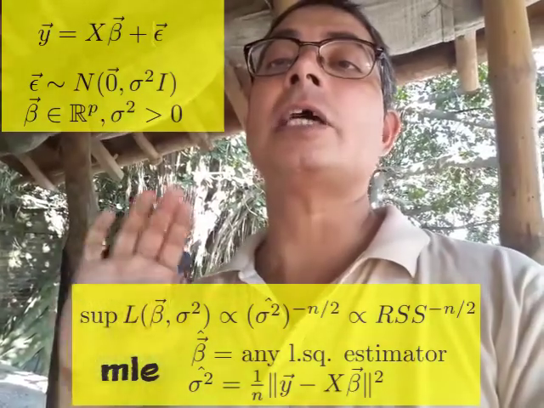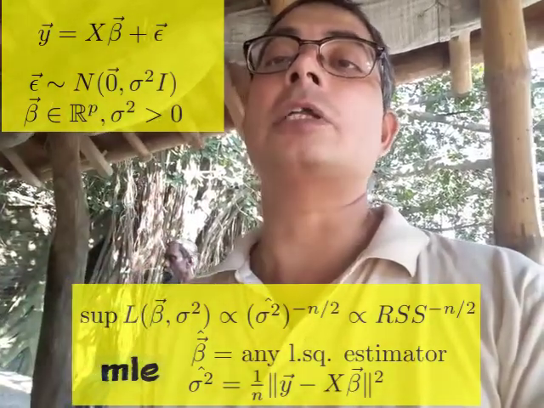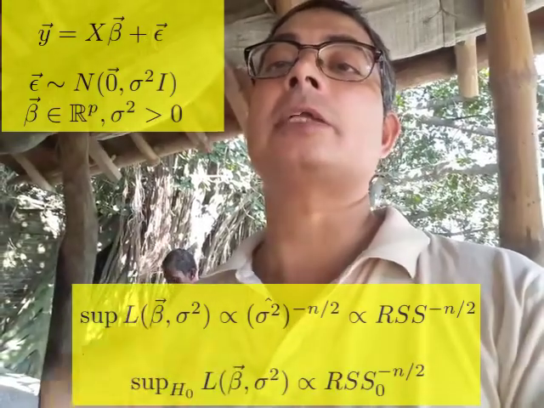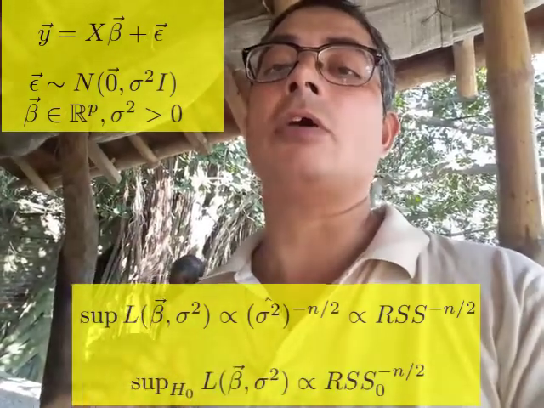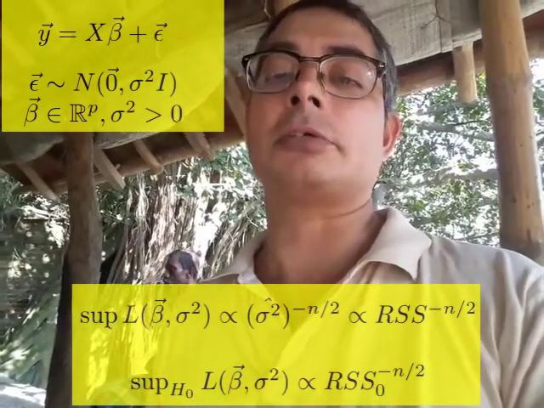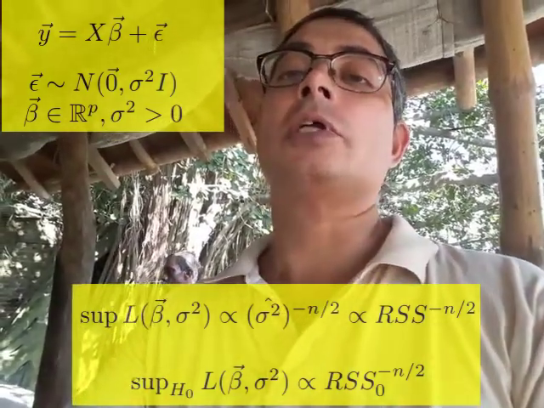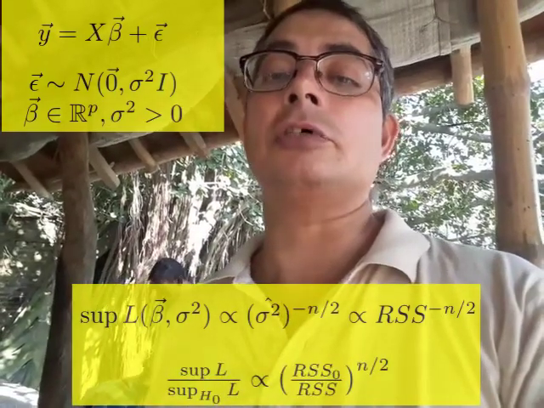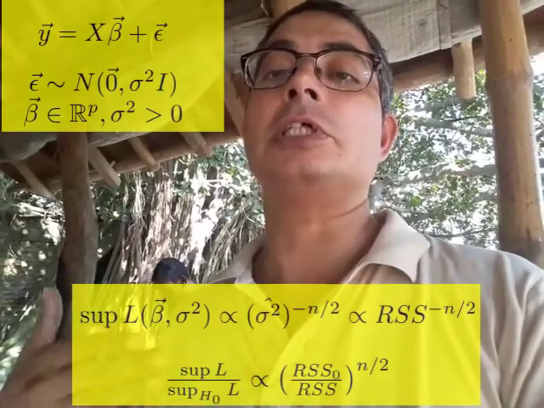So whatever I can say about the general model may be said about the null model also, except that x will be replaced by x naught. So under null, same thing, but we will be working with RSS naught. Now we shall give the likelihood ratio. The likelihood ratio test will work with this thing.